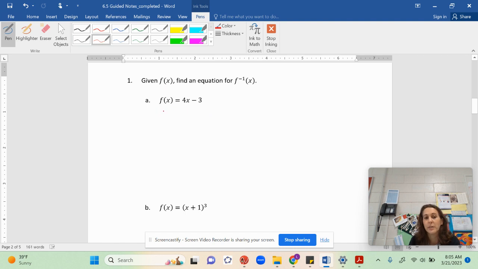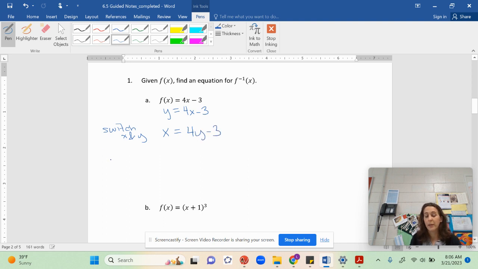And so what you want to do first is rewrite this as just y equals 4x minus 3. It's a little bit easier to deal with x's and y's than f of x's and x's. So we like to switch f of x with y. Then the inverse function, remember what the inverse does: it switches your x's and y's. So we switch x and y. So now we have x equals 4y minus 3.